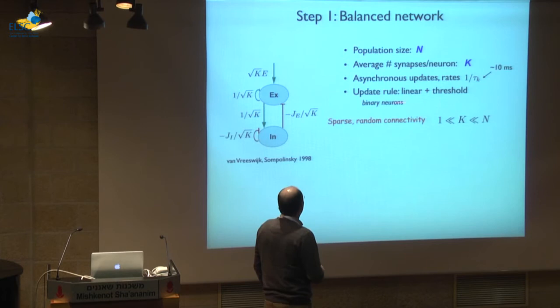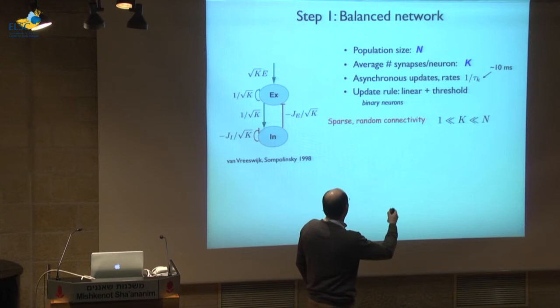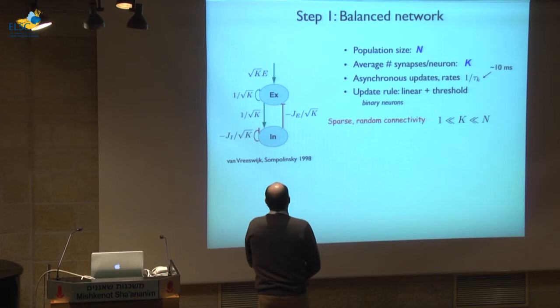And the update rule, whenever a neuron updates, is very simple. The neuron sums its inputs. If the sum is beyond the threshold, it goes into the on state. If it's below the threshold, it goes into the off state.